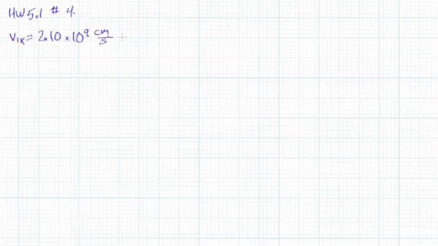Now, the final answer for A is time, and the final answer for B is displacement in centimeters, so we shouldn't have to worry about converting centimeters to meters. Everything's going to stay in centimeters. So that's our initial velocity in the x direction.